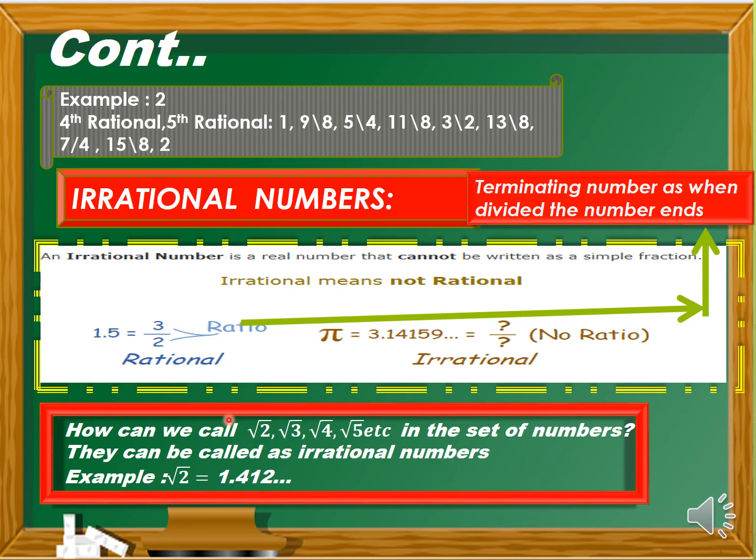How can we call this in the set of numbers? Till now we didn't come across this in the set of numbers. So this can be called an irrational number, because the root 2 value is 1.412... Here it is a decimal number, so it is an irrational number. The dots are represented, so it is non-terminating, and there is no bar, so it is a non-recurring number. So non-terminating and non-recurring, and it is an irrational number.